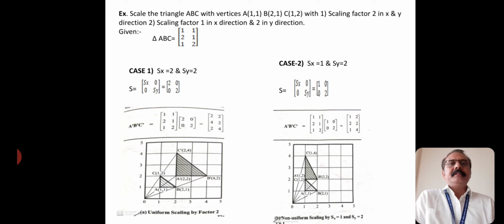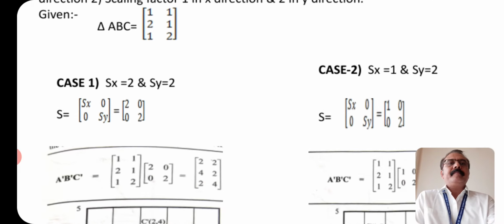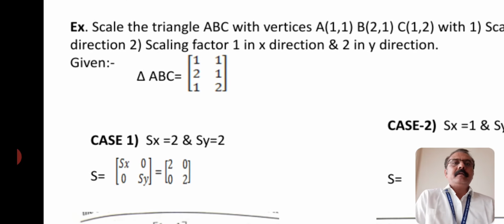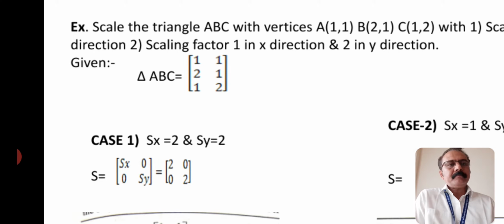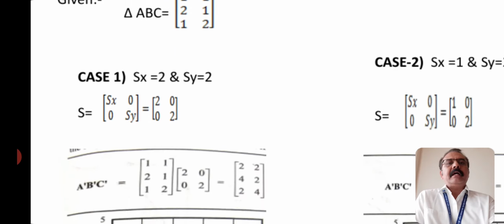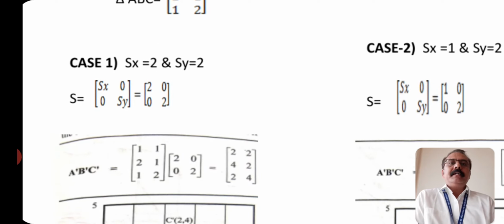Now the solution. What is given? The triangle is given with vertices A(1,1), B(2,1) and C(1,2). Therefore, the first step is to prepare the original or initial matrix for the given triangle ABC, which is equal to the matrix [1 1; 2 1; 1 2]. Now the solution for case number 1. For case number 1, the scaling factor is 2 both in x and y direction. Therefore, Sx is equal to 2 and Sy is equal to 2.